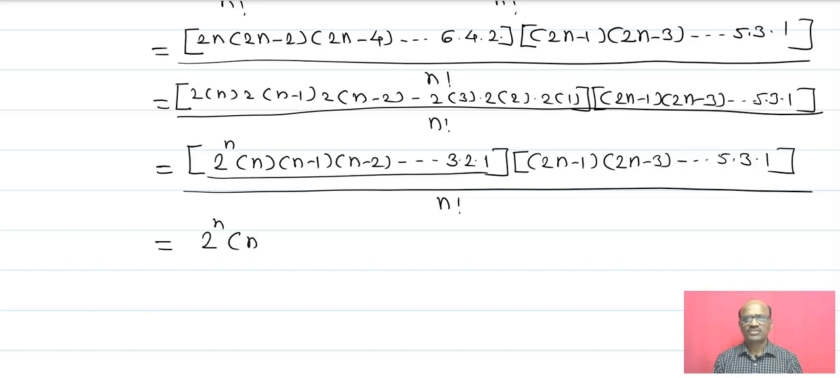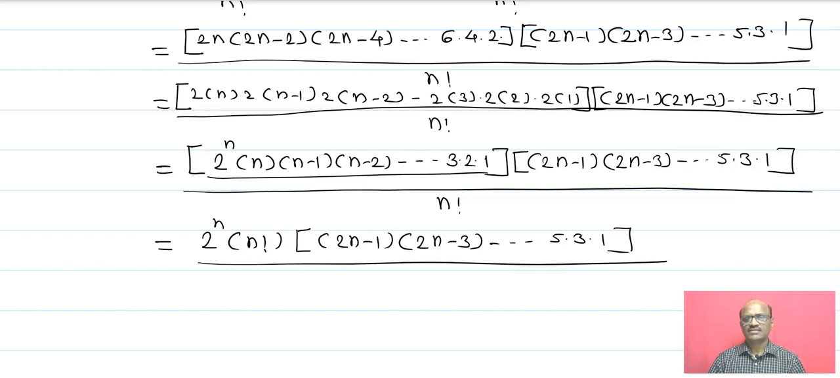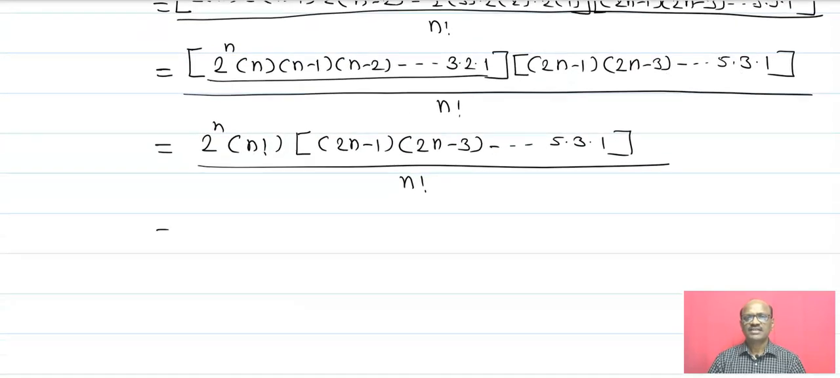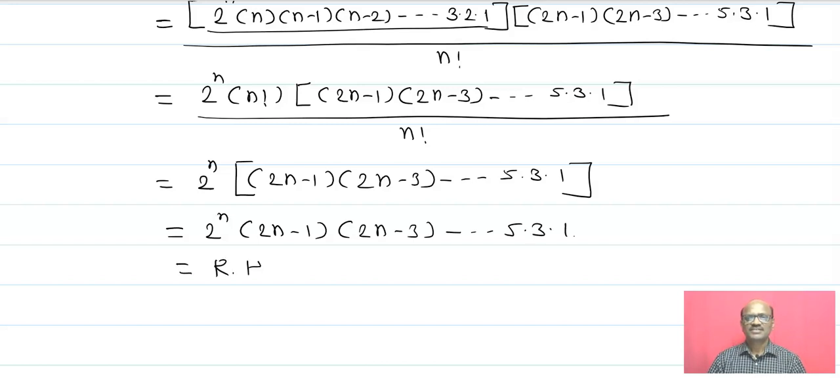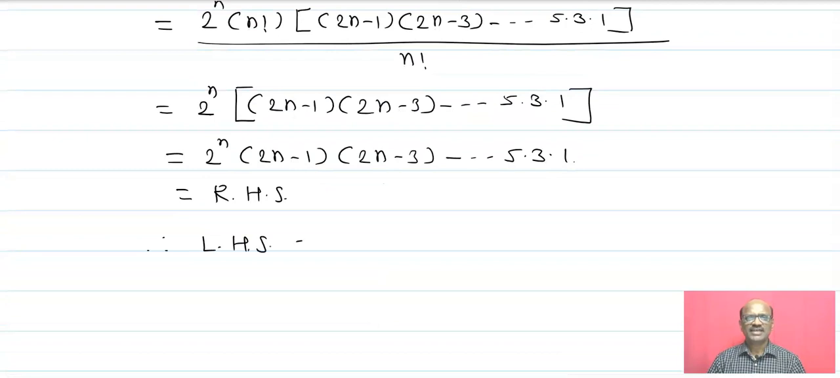2 raised to n, n factorial, in bracket 2n minus 1, 2n minus 3, 5, 3, 1, and the numerator and denominator factorials get cancelled. That is 2 raised to n in bracket 2n minus 1, 2n minus 3, and so on down to 5, 3, 1, and that's 2 raised to n, 2n minus 1, 2n minus 3, 2n minus 5 in this way, which is the RHS. Therefore, LHS is equal to RHS.